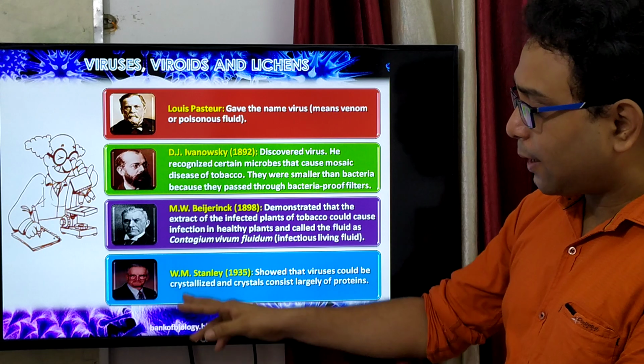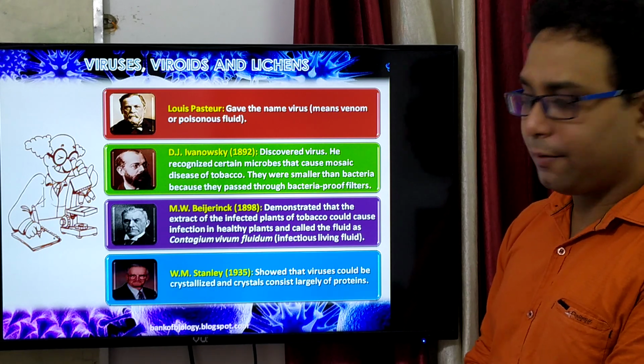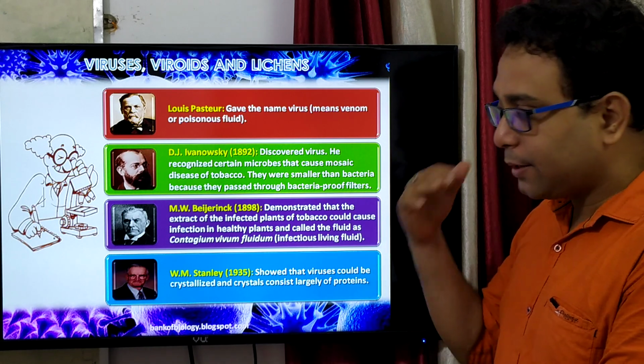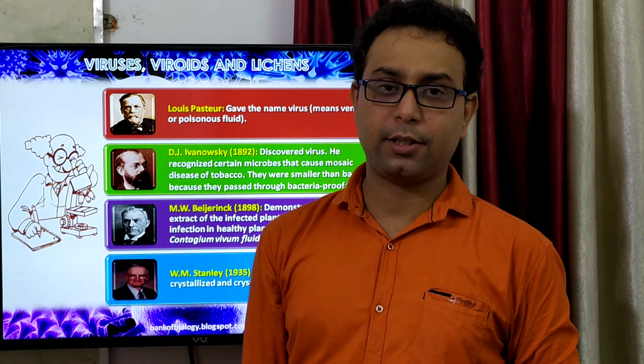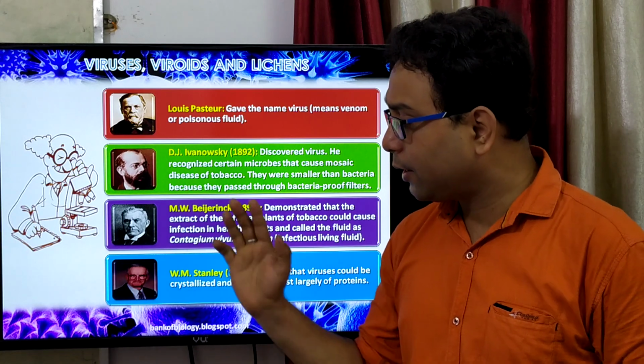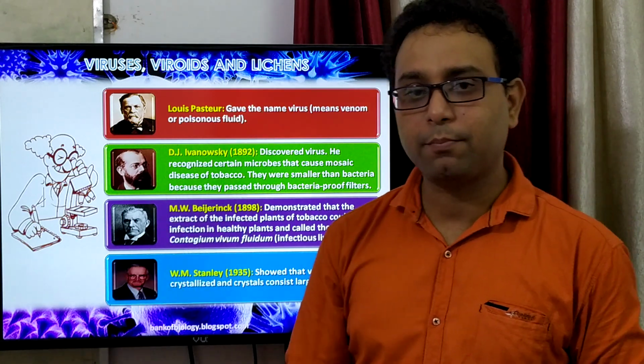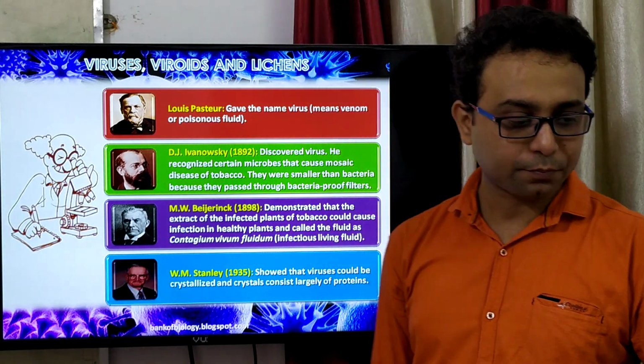Last one, W.M. Stanley in 1935 showed that viruses could be crystallized. That means they can be converted to crystals. It is also an important point from the NCERT book. So the scientists' contributions are most important in your NCERT book.